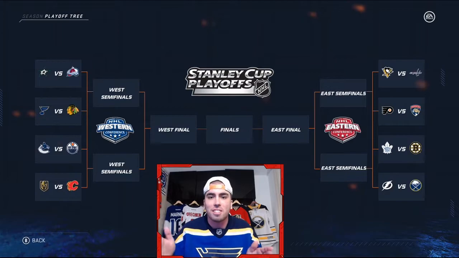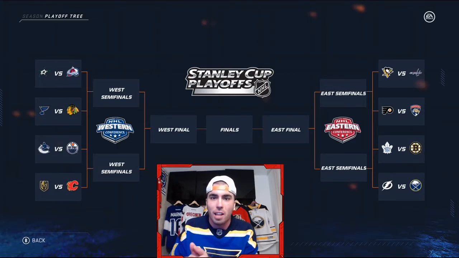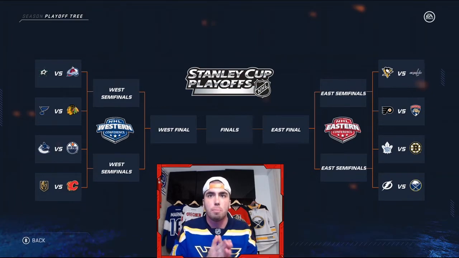So based on the simulation of that final stretch from March 12th to April 4th, which was the last games of the NHL season, this is the playoff tree. We're looking at the Stars versus the Avalanche, the 2 versus 3 seed. The Blues in the first seed against the second wild card, the Blackhawks. Then the Vegas Golden Knights versus the Calgary Flames. The Flames finished in a wild card spot versus the Vegas Golden Knights, who finished top of the Pacific. And the Vancouver Canucks, who finished second, against the Edmonton Oilers. So that's the west side.